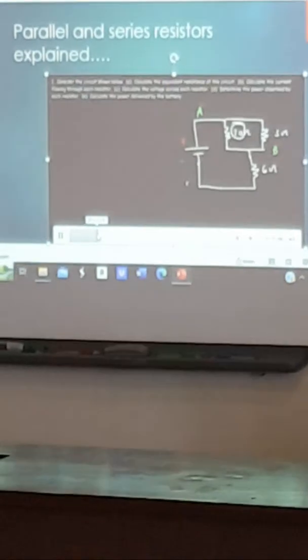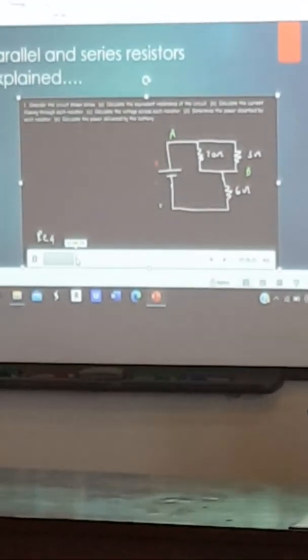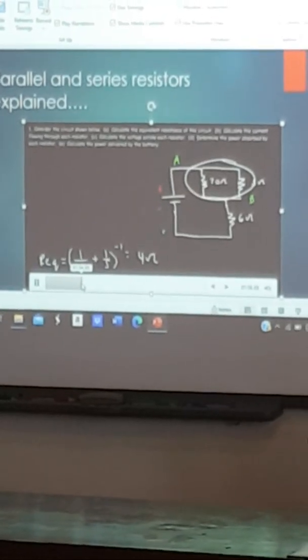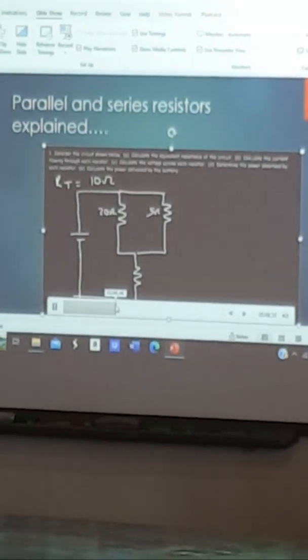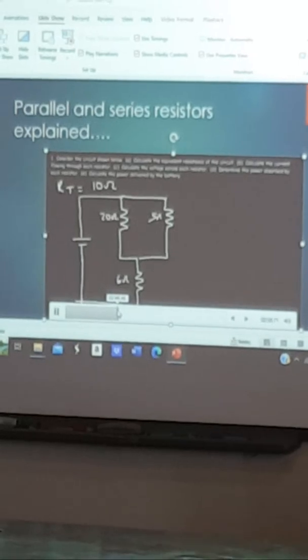Those 2 resistors meet up at point B, which also meets up with the other side of the 6 ohm resistor, the equivalent resistance of the circuit. Notice that these 2 resistors are in parallel. So to calculate the equivalent resistance of those 2, it's going to be 1 over 20 plus 1 over 5, with a single resistor at 4 ohms. And this is 6 ohms. And the voltage of the battery is 20 volts.